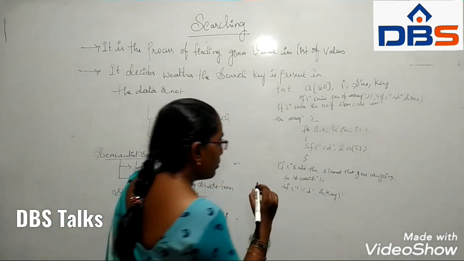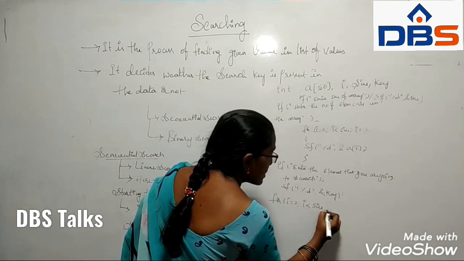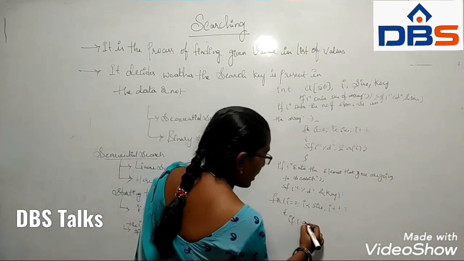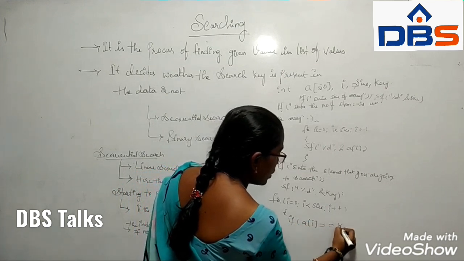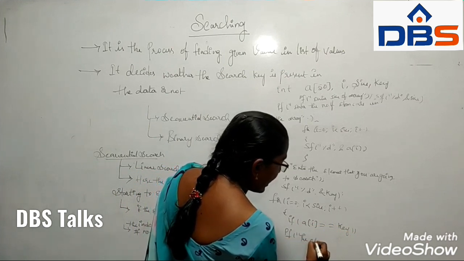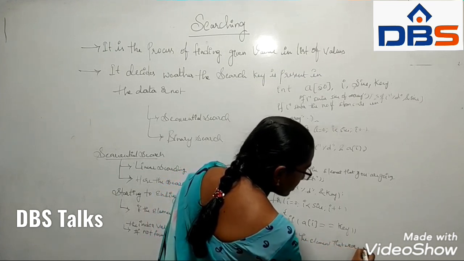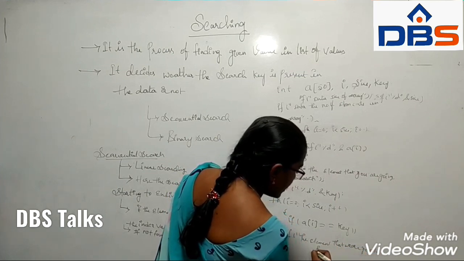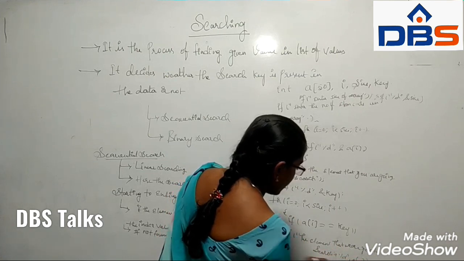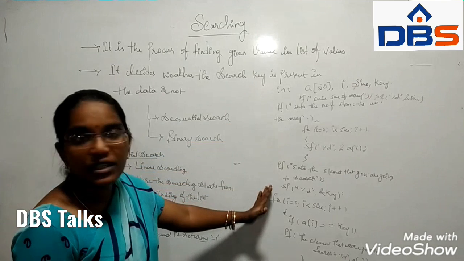Now you are going to write the for loop. For I is equal to 0, I less than size, I plus plus, if a of I is equal to key, then you are going to write printf, the element that we are going to search is %d, a of I. Just like this we are going to write the code for the sequential search.